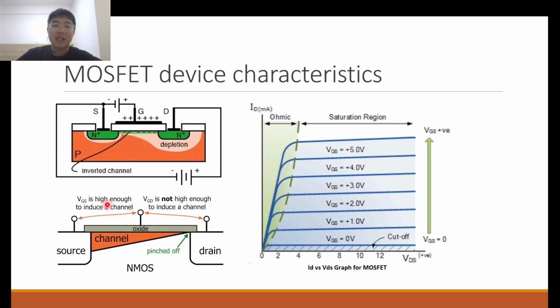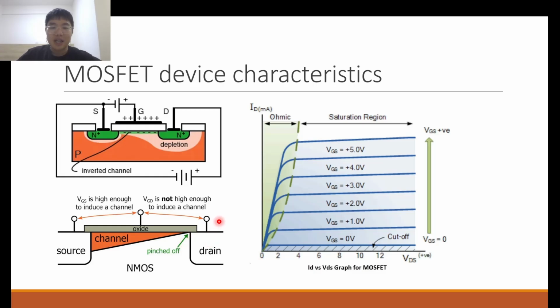When your drain source voltage increases to a certain point, remember the drain has a positive potential applied to it. That reaches a point where it cancels out the positive potential applied to the gate at this position. And so we observe that at this position, the gate voltage is below the threshold voltage at this location, and so it's not enough to induce a channel at this location.